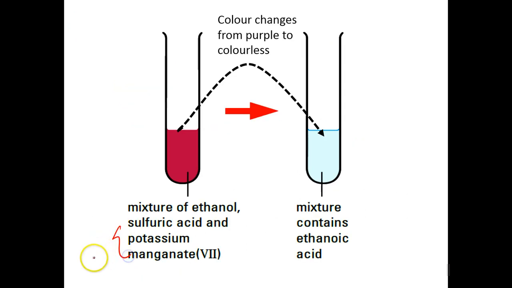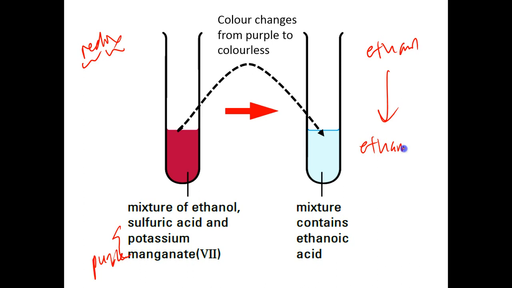Potassium manganate is purple in color, right? So redox involves one reduction and one oxidation. So if my ethanol is oxidized into ethanoic acid, something must be reduced. So what is reduced? It is the manganate ion, MnO4 minus. It is reduced to Mn2 plus.